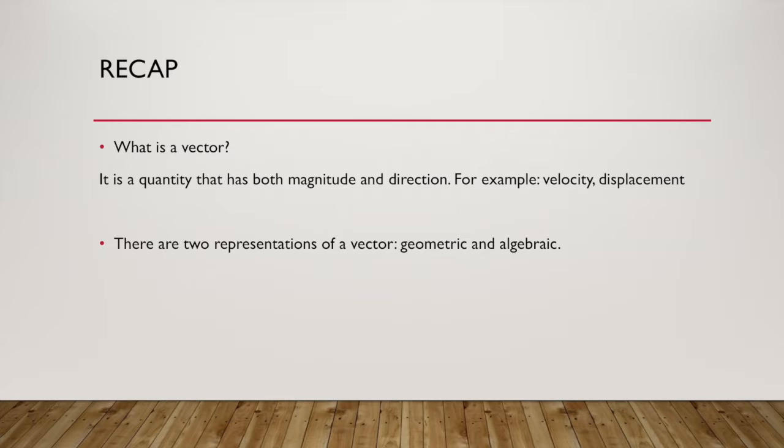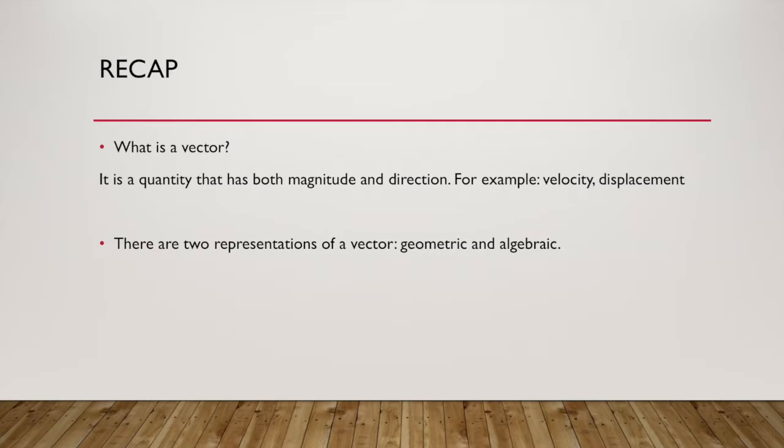So first of all, what is a vector? A vector is any quantity that has both magnitude and direction. So for example, velocity, displacement, acceleration, a force. All these things have both magnitude and direction, and thus makes them a vector.